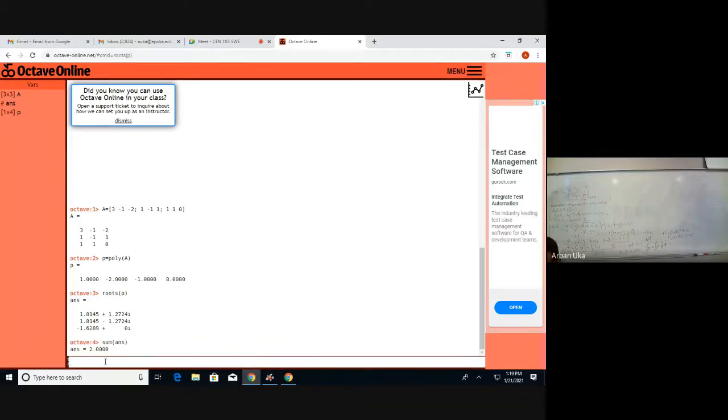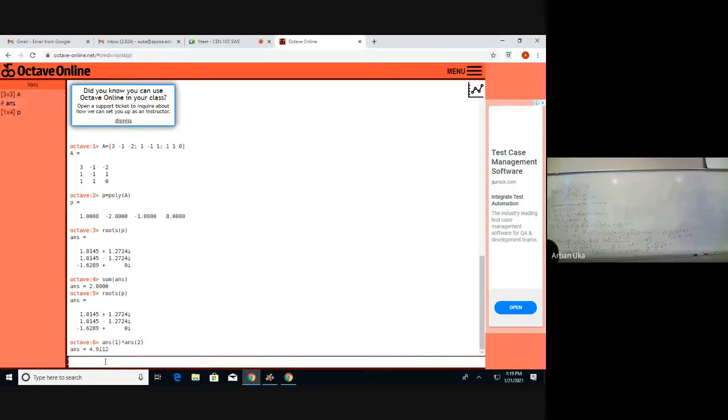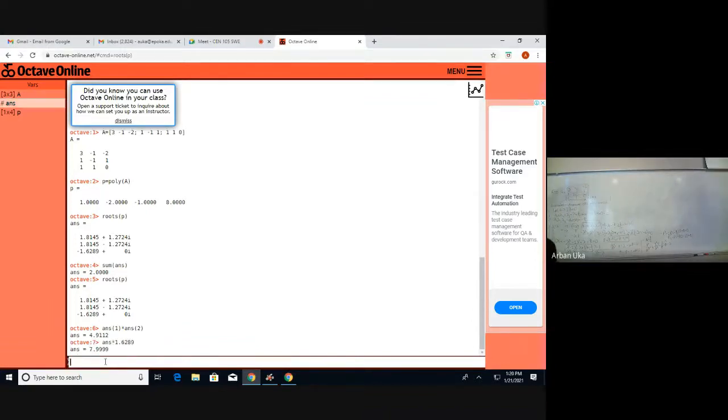But then what we can try here is to have roots equal to this, then we can do answer 1 times answer 2. So if you multiply the first two numbers, this is what you observe. Then we have this answer, which is 4.9 times 1.62 and 0.6289. This is equal to somewhere around 8. It should be minus 8. So we kind of proved it.